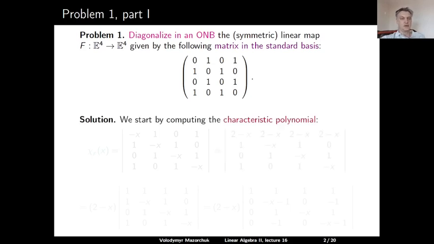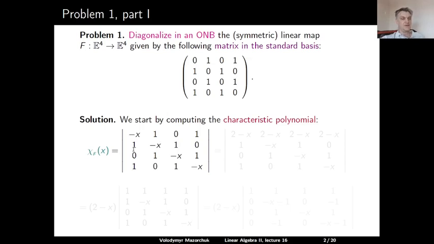We start our solution by computing the characteristic polynomial. So the characteristic polynomial of this linear operator is the determinant of the matrix where we take the matrix of our linear operator in the standard basis and subtract x on the main diagonal. One can observe that the sum of elements in each column is equal to 2 minus x.